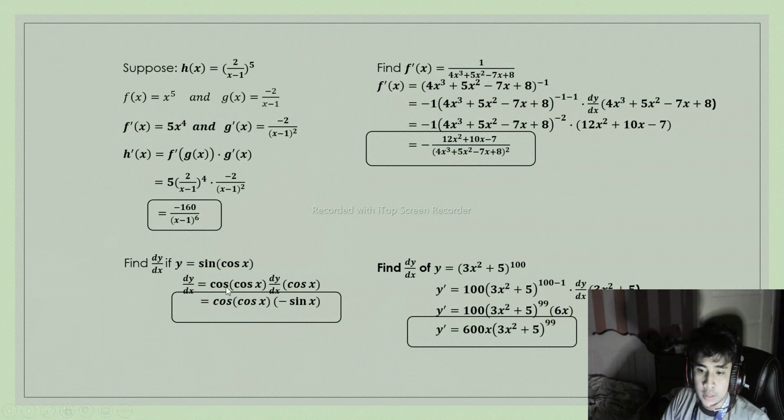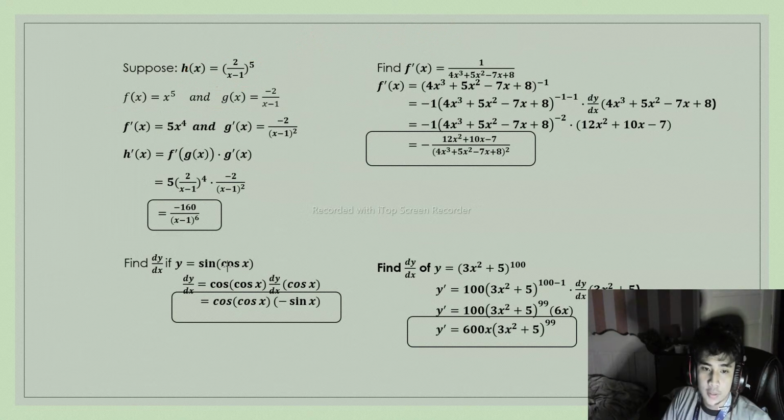So, another example, let's suppose that h of x is equal to 2 over x minus 1 quantity raised to 5, and f of x is equal to x over 5, and g of x is equal to negative 2 over x minus 1. So, nakalagay na natin yung equation natin na gagamitin, which is this one. Ayan na, ayan yung h of x. H of x is equal to f of g of x. Nangyari na yan.